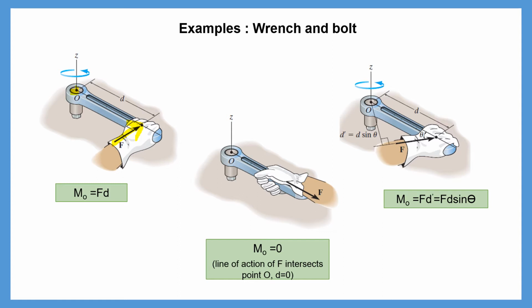The magnitude of moment will be F times D, the moment arm, the perpendicular distance between point O and the line of action of force F. So we can say that the magnitude of the moment is directly proportional to the magnitude of F and the perpendicular distance or the moment arm D. This means that the larger the force or the longer the moment arm, the greater the moment or the turning effect.